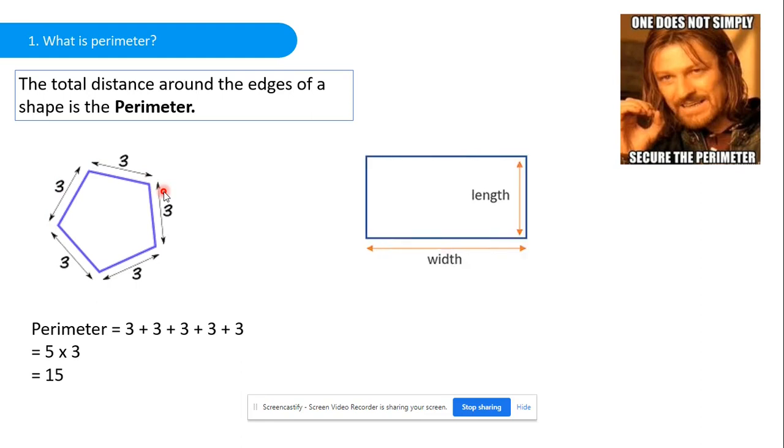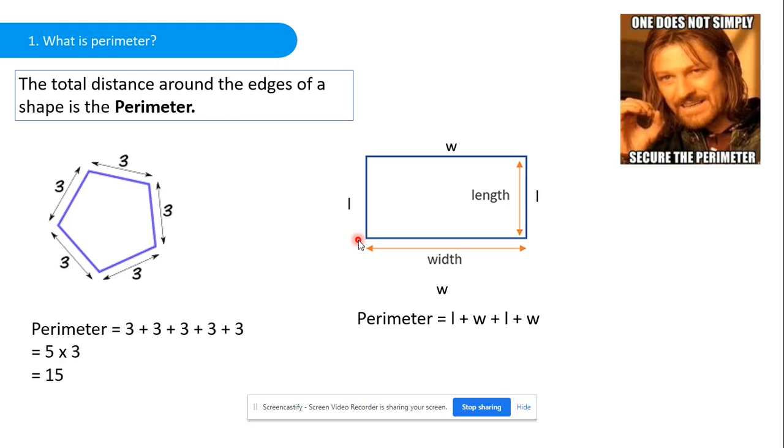There is also a rule we can use if we are just looking at a rectangle. So for a rectangle with width, and we're going to call the width W, and the length we're going to call L. To travel around this rectangle, we would have the length plus the width plus the length again plus the width again. So length plus width plus length plus width.